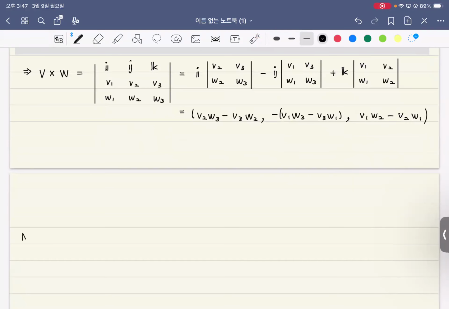Well, first, suppose that we have 3 vectors and a number.